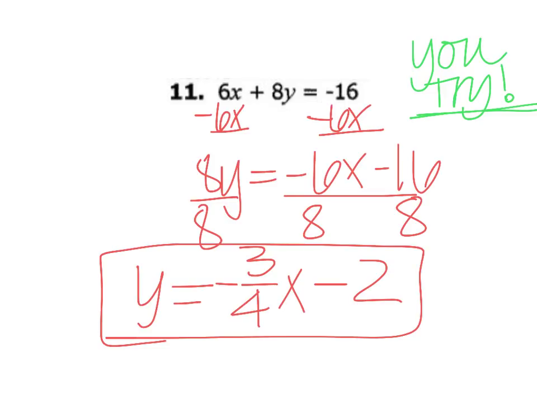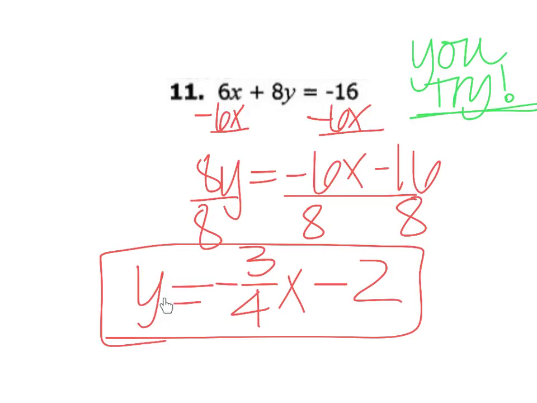All right, so you should have gotten y equals negative 3/4 x minus 2. So our goal is to isolate y. So the first thing we want to do is subtract 6x from both sides. Then we're left with 8y equals negative 6x minus 16. To get y by itself, divide both sides by 8. So we're dividing everything by 8.